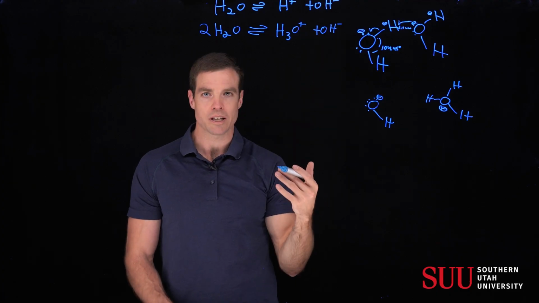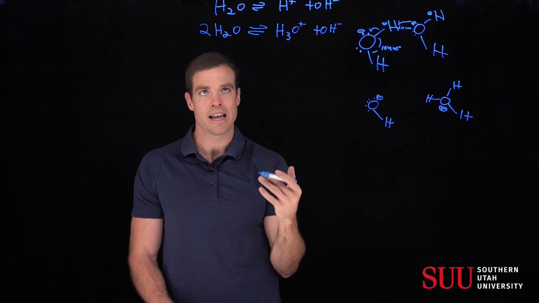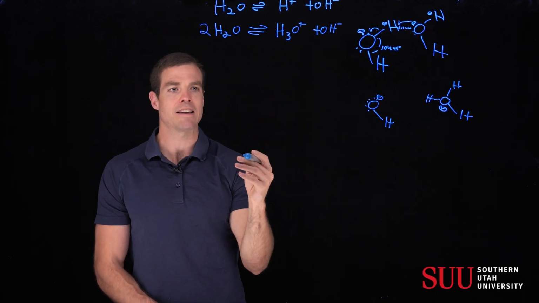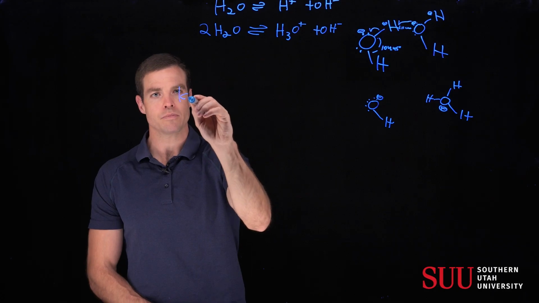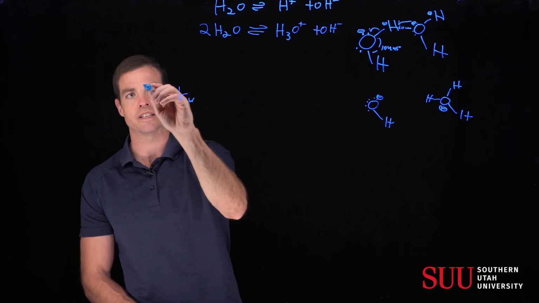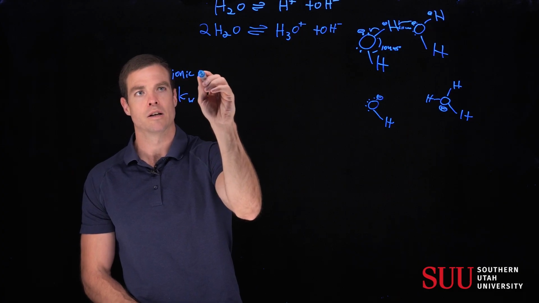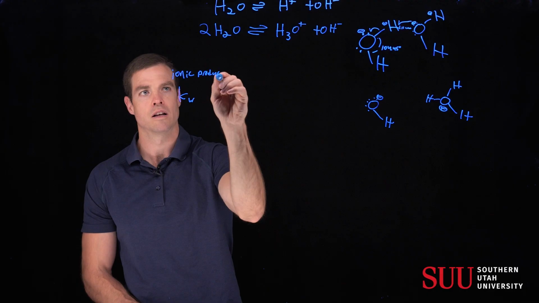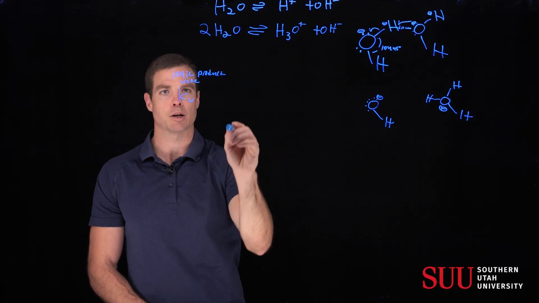Well, we can measure it. It's really quite simple, and it's very, very sensitive. We just have to write the K of equilibrium for this reaction, okay? This is going to be the equilibrium constant, or we can call it the ionic product of water. That's the Kw.